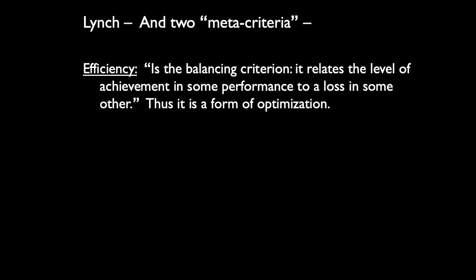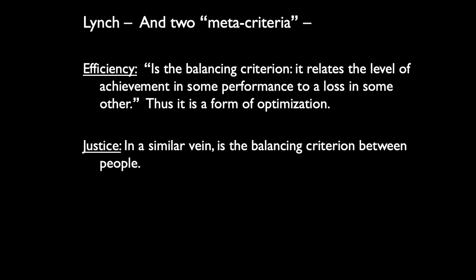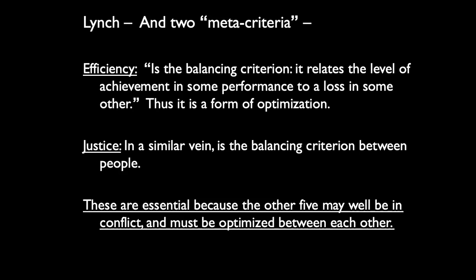And then he describes two meta criteria. One is efficiency. It relates the level of achievement in some performance to a loss in some other. In other words, it's an optimization. It's never perfect, but you can improve it. You can make it more optimal, and you can make it more efficient. You can make the distribution of destinations more efficient for a pedestrian, for example. And also justice, which is in a similar vein, the balancing criterion between people, so that there aren't some people who are deprived of access, like if they can't drive an automobile and it's a car dependent community, that's not an optimal condition of justice. And these two meta criteria are important because the other five may be in conflict.